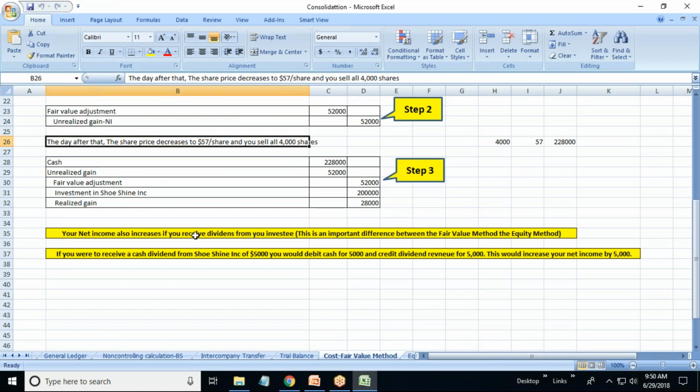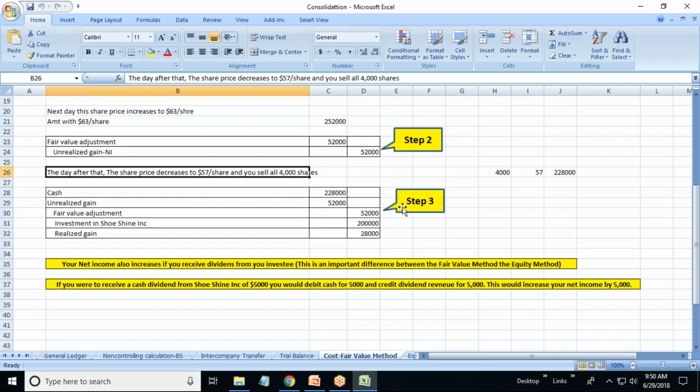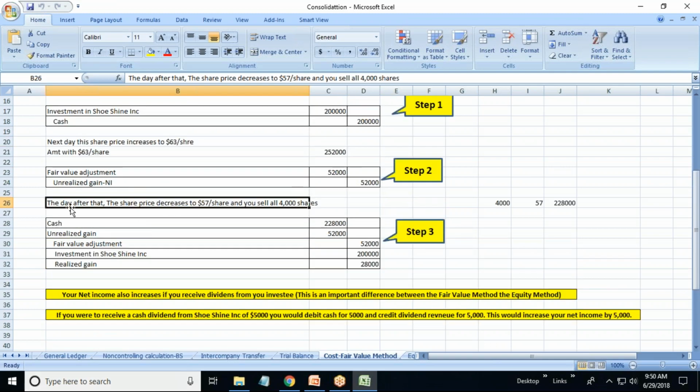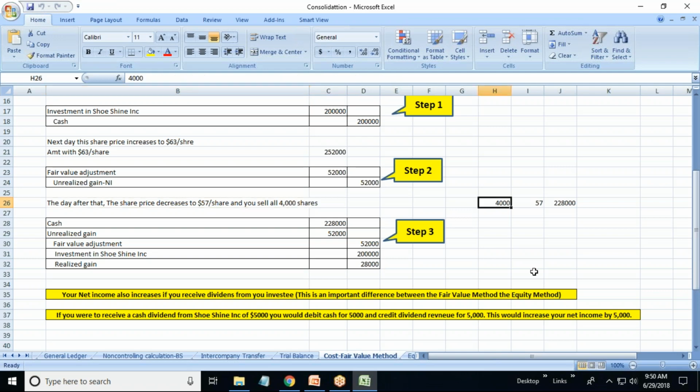Later on, when you decide to sell your shares, at that time the share price was $57 per share and you have 4,000 shares. So we multiply 4,000 by 57, and it becomes 228,000. When you sell something, you receive the cash, so you receive the cash of 228,000.